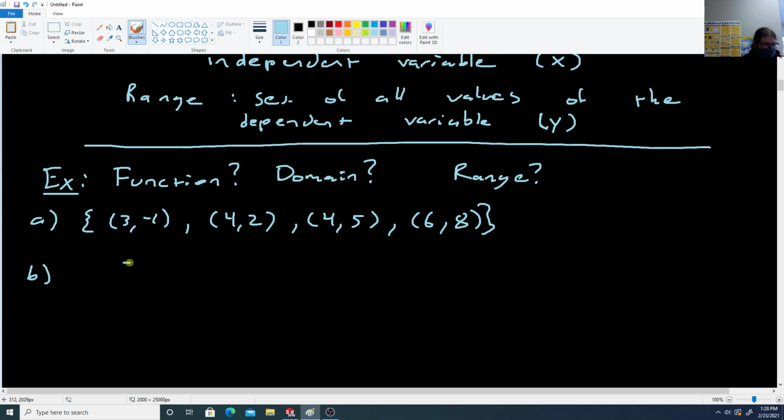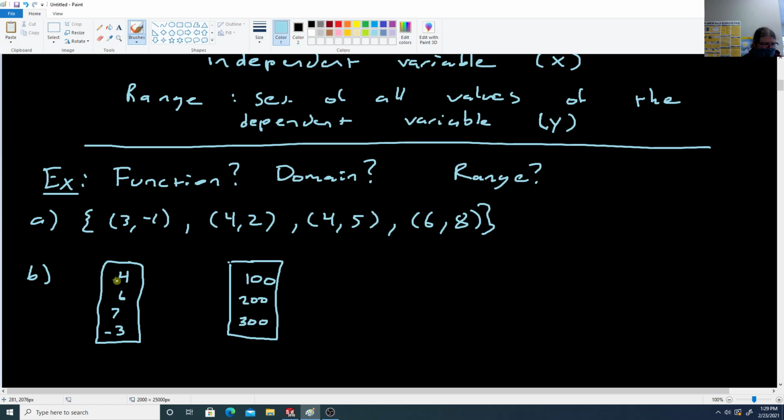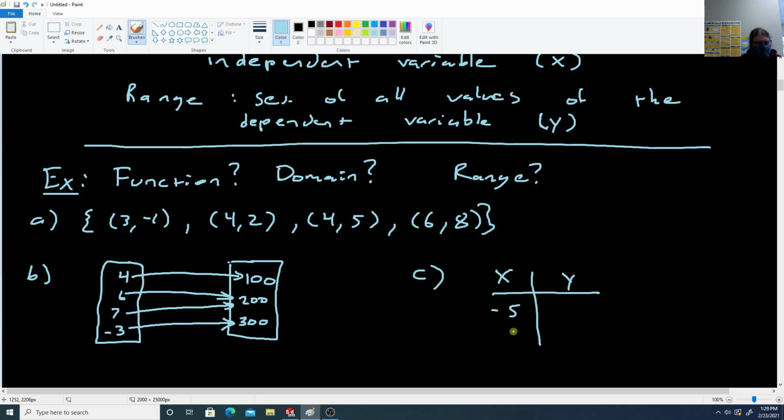In part B, they make what's called a mapping diagram, which is another way you can represent ordered pairs. The x's go over here on the left. So x's are 4, 6, 7, and -3. And those are being sent to numbers 100, 200, and 300. So 4 is sent along to 100, 6 gets sent to 200, 7 also gets sent to 200, and -3 gets sent to 300. And the last one is we have a table of values, so representing the ordered pairs as a table. So we have -5, 0, and +5, and they are all being sent to an output of 2.